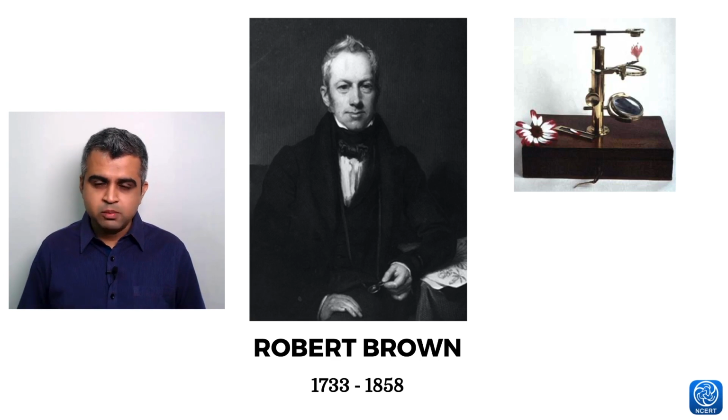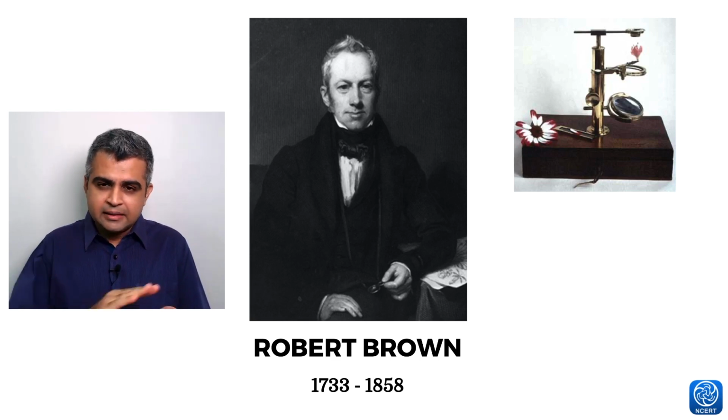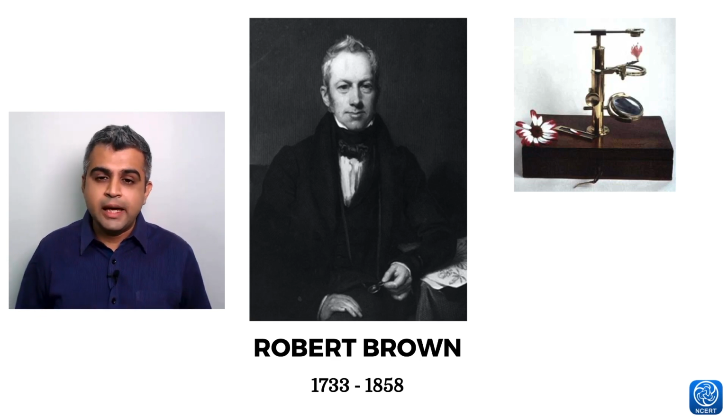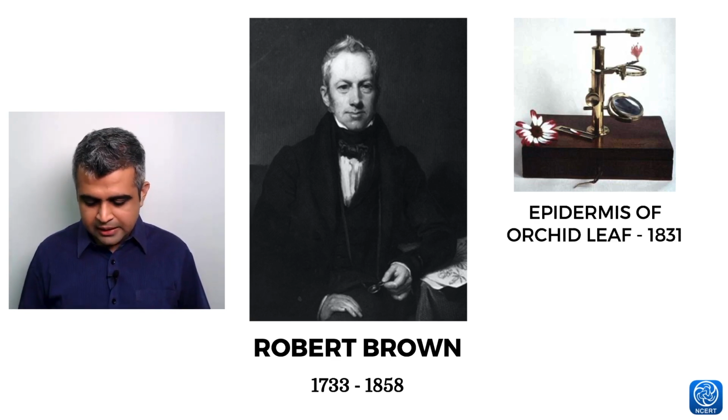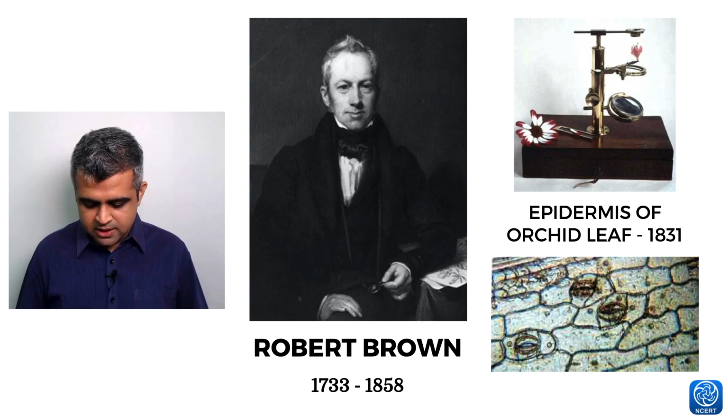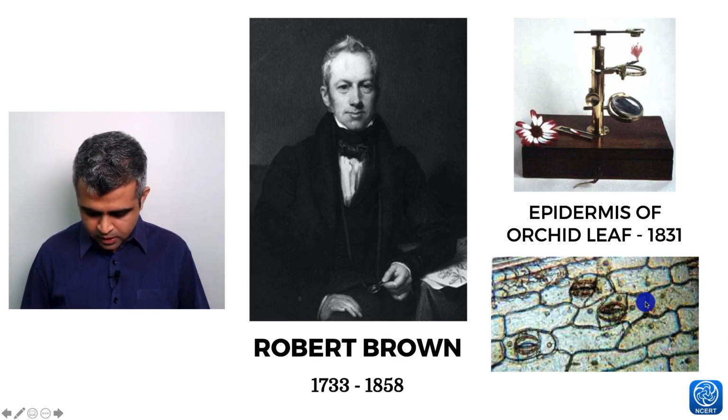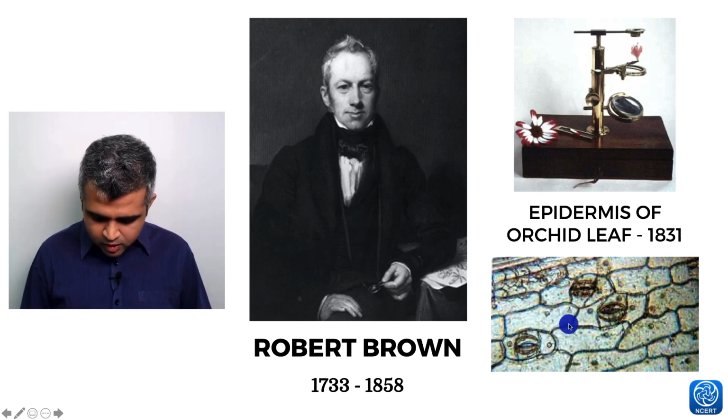So that was his microscope, and he was looking at the upper layer of the leaf. The upper layer of the leaf is called the epidermis. So he looked at the upper layer under the microscope, and in 1831 he was able to see the picture that you see on the screen right now. What he noticed was that the cytoplasm was fairly transparent, but there were these dark opaque areas.